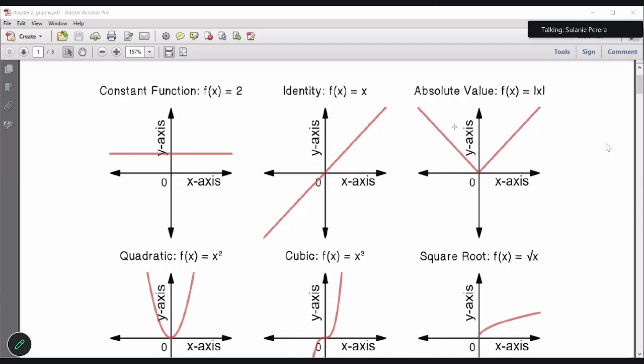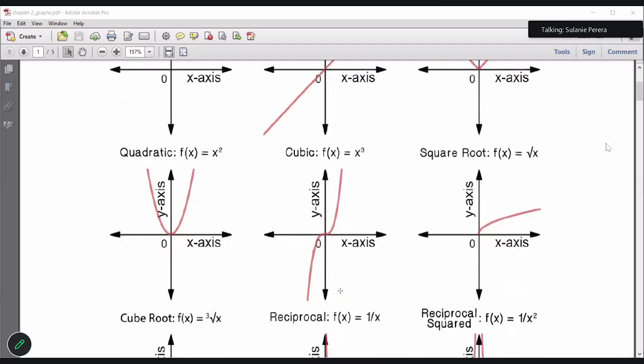Then we have the absolute value graph. So absolute value is no negative values, right? All values are positive. Then we have the quadratic function, y equals x squared. So you all know this. And then we have the y equals x cubed graph, which looks like this. Then we have y equals square root of x. So we have only the first quadrant because square root is not defined for negative values.